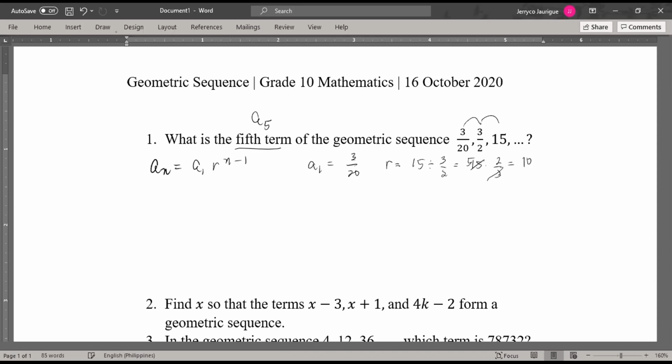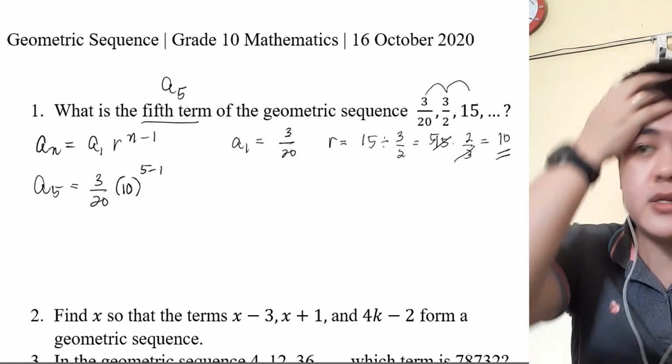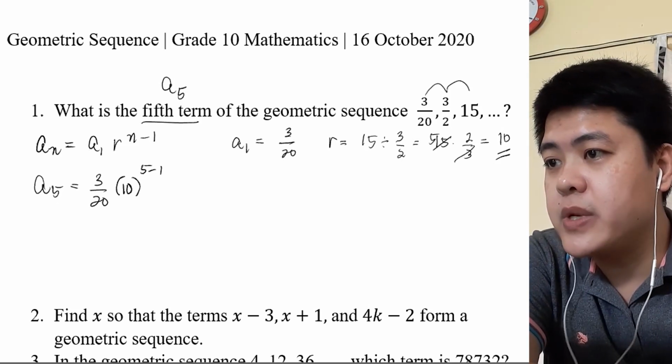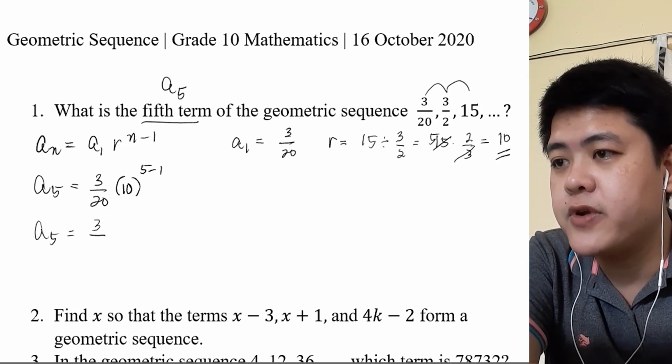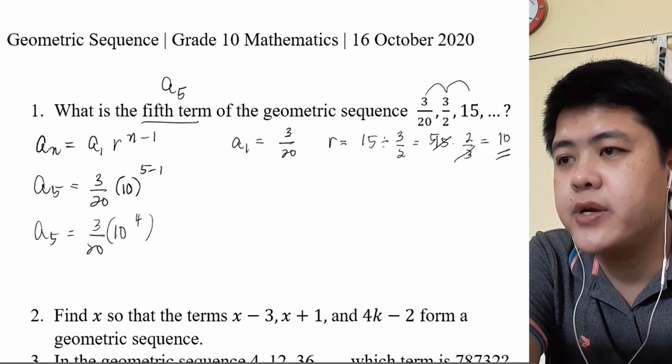10. Is it 10? Yes, sir. Okay. So the common ratio is 10. So let's get the fifth term. We'll have a sub 5 equals a sub 1, which is 3 over 20, times the common ratio of 10 raised to n minus 1. N minus 1, that's 5 minus 1. So we'll get a sub 5 equals 3 over 20, 10 raised to 4. Am I correct? 10 raised to 4.